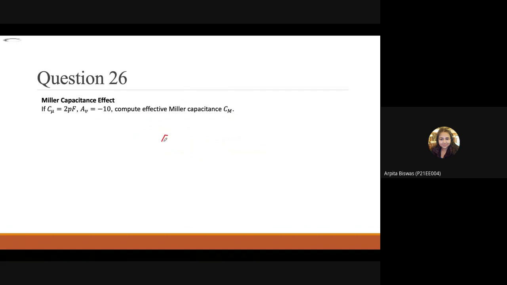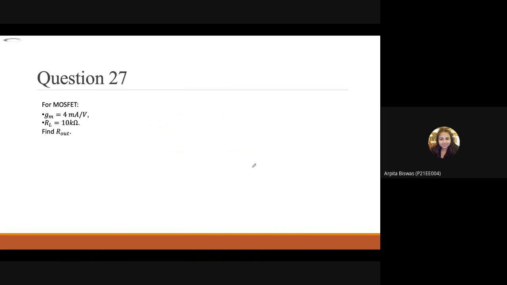Just tell me the equation. How to find out this CM. CM is equal to C mu into 1 plus AV. Yes. And find out the value of this CM. Mod of AV. 22 picofarad. Yes, 22 picofarad. Next is question number 27.